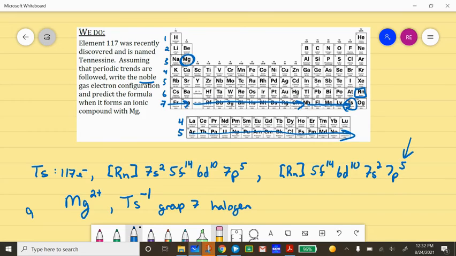And magnesium is group 2. So when they form an ionic compound with the give and take of electrons, remember the overall goal is to have a charge of 0. We're going to need 2 tennessine. So it's going to be MgTs2.